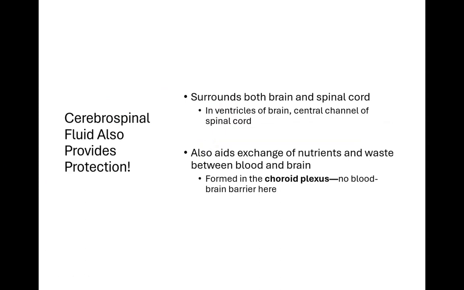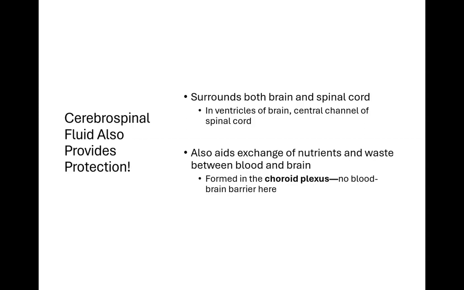So as I mentioned, the cerebrospinal fluid provides additional protection. It surrounds both the brain and the spinal cord. In the brain, you can find it in those 4 ventricles, and you will also find it in what is called the central channel of the spinal cord.